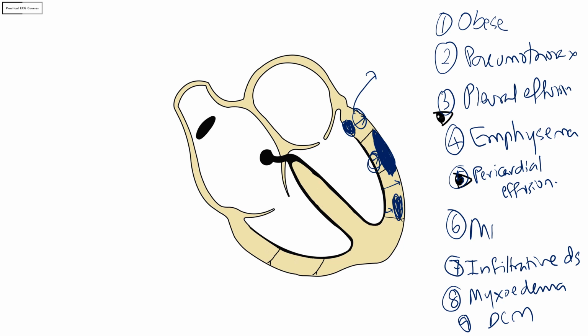And outside the myocardium, again, you can have causes which cause a dampening of the signals, like pericardial effusion, emphysema, pleural effusion, pneumothorax, and obesity. And with that, you should now be able to derive all the significant causes of low voltages without needing any mnemonics.